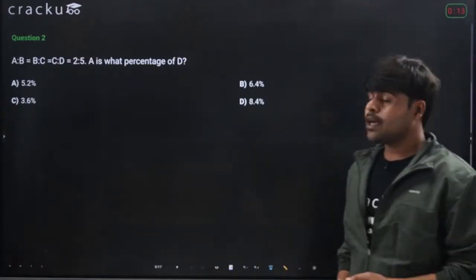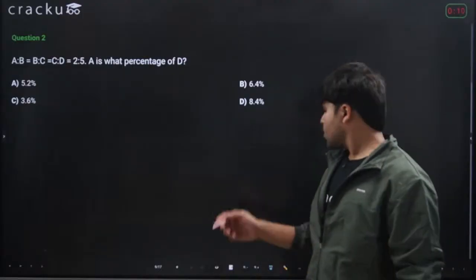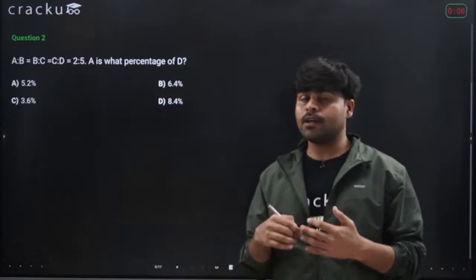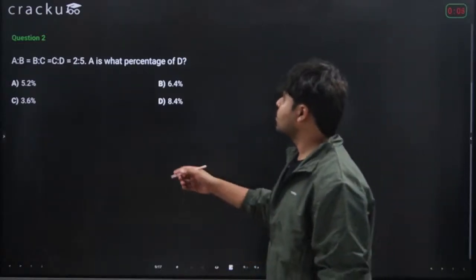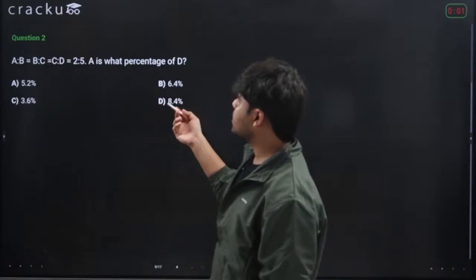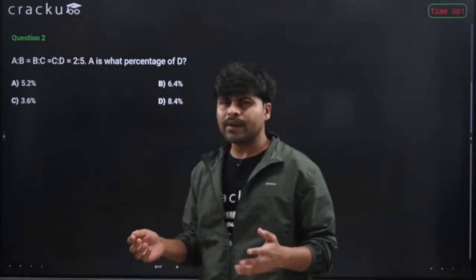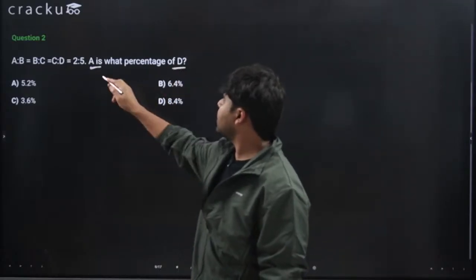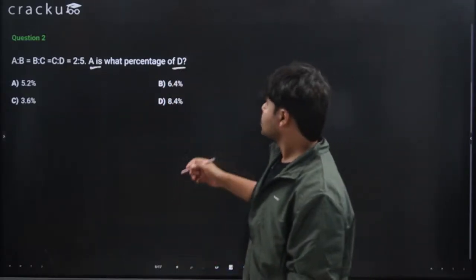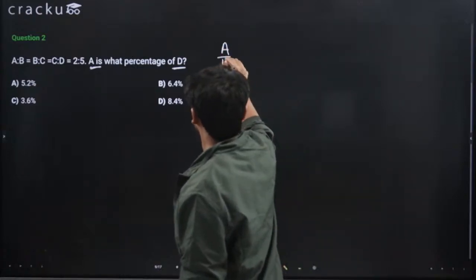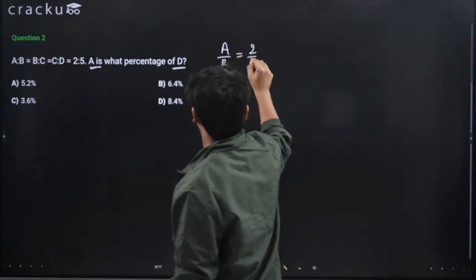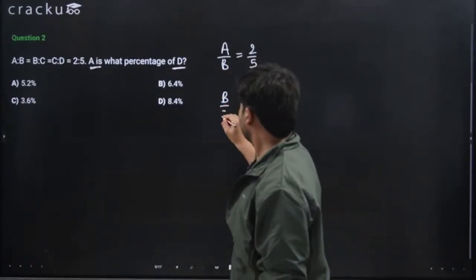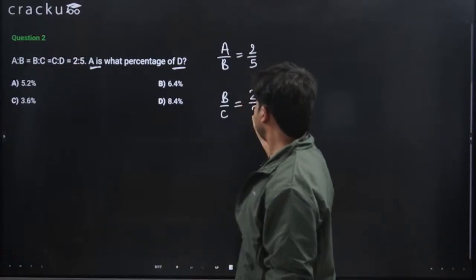So I think that was ample time for you to solve this question. Let's try to solve it and see where we could have gone wrong, or if you are able to solve it, then congrats. So A ratio B is equal to B ratio C is equal to C ratio D. Again, the same sort of format, and we need to find the value of A with respect to D, as in A is what percentage of D. So we know that A upon B is given as 2 upon 5, right? And we also know that D upon C is given as 2 upon 5 as well.